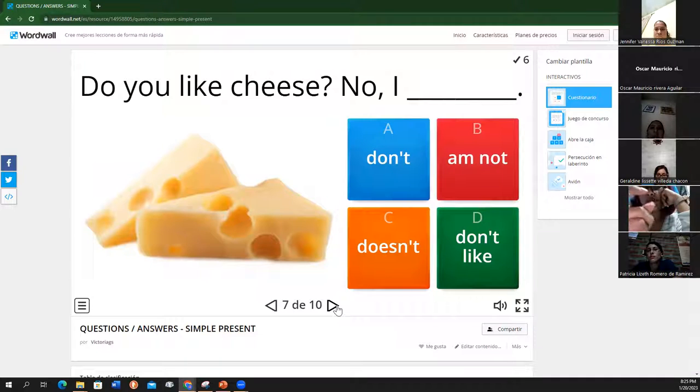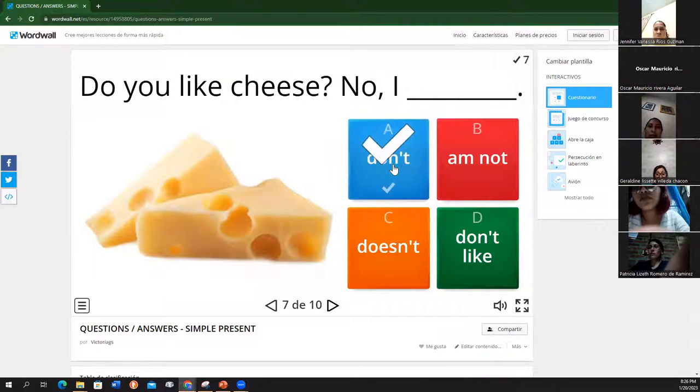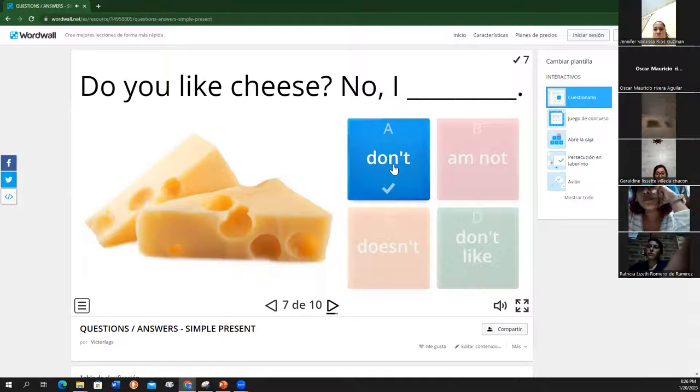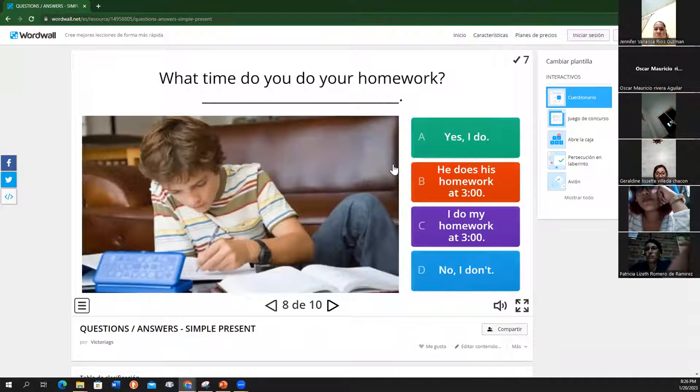Okay, do you like cheese? No, I don't like. No, I don't. Okay. Se puede de las dos formas. No, I don't, y no, I don't like, o solo no, I don't. Si es una pregunta corta, no le estoy pidiendo más información. Solo le pregunto yes or no, right? Entonces solo le va a decir no, I don't.